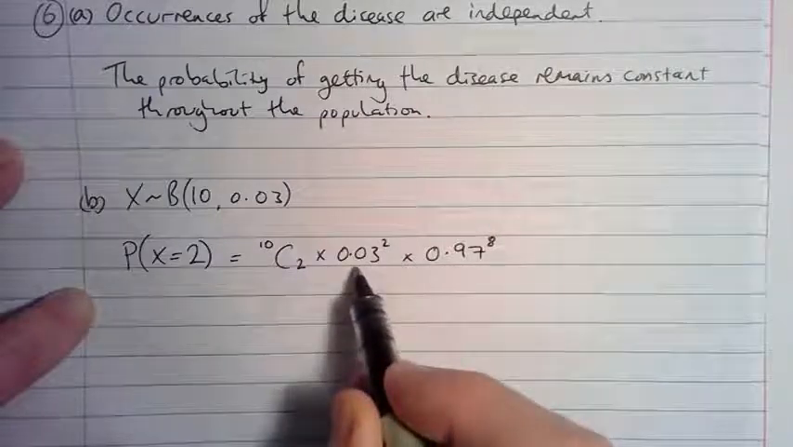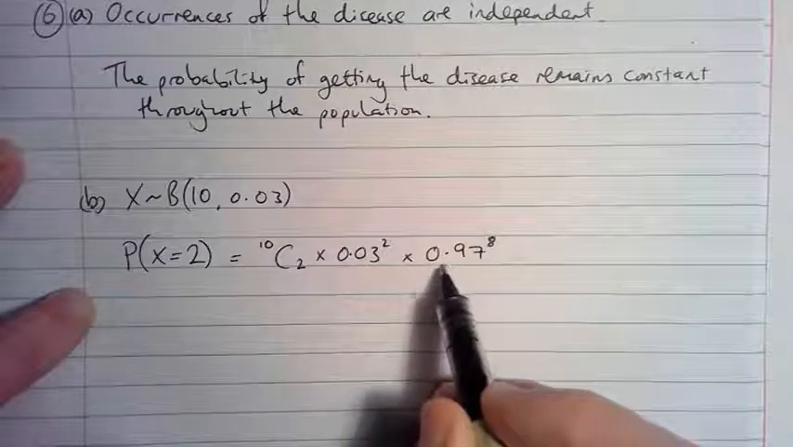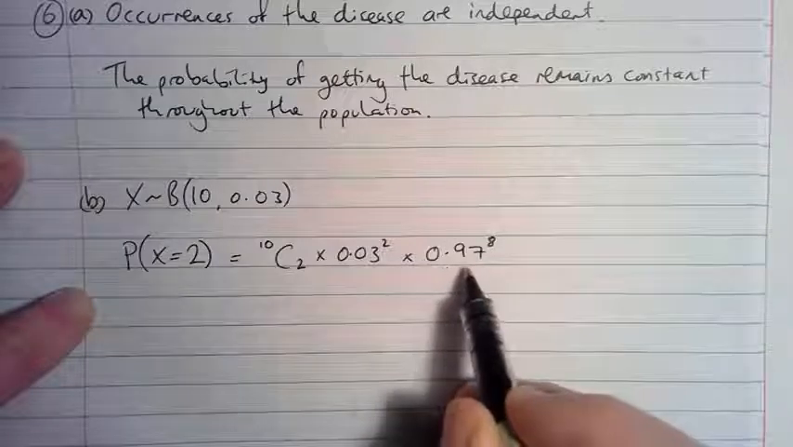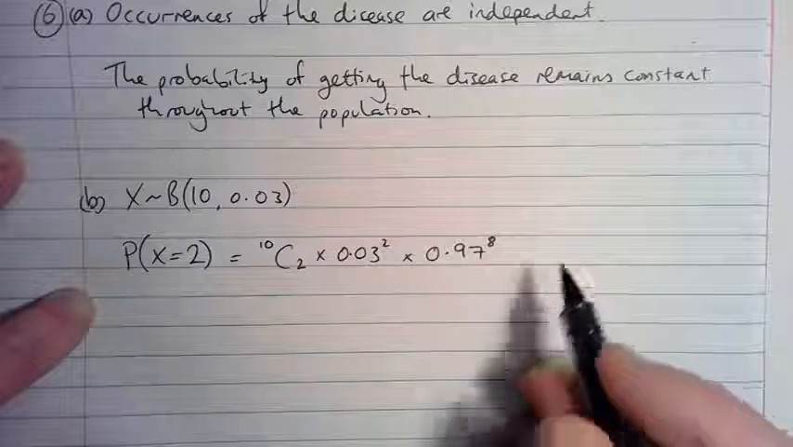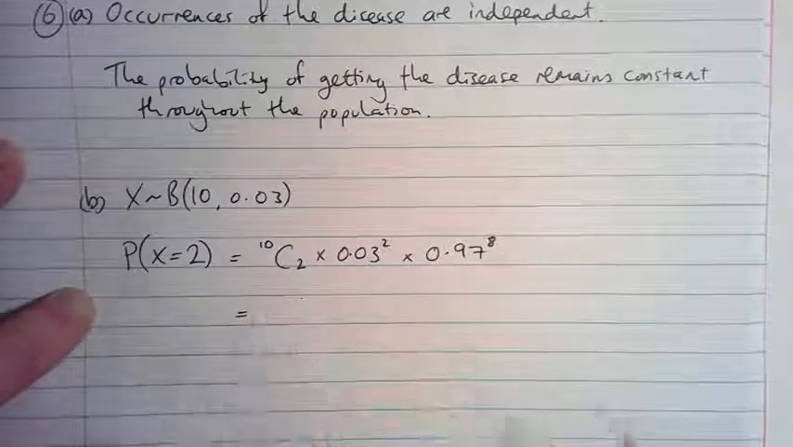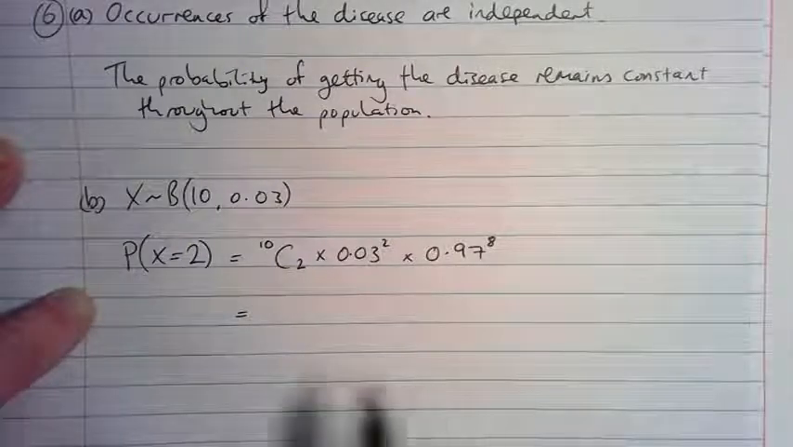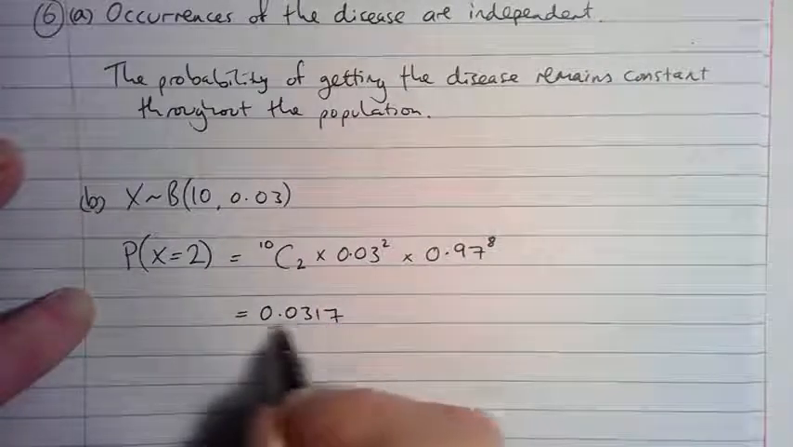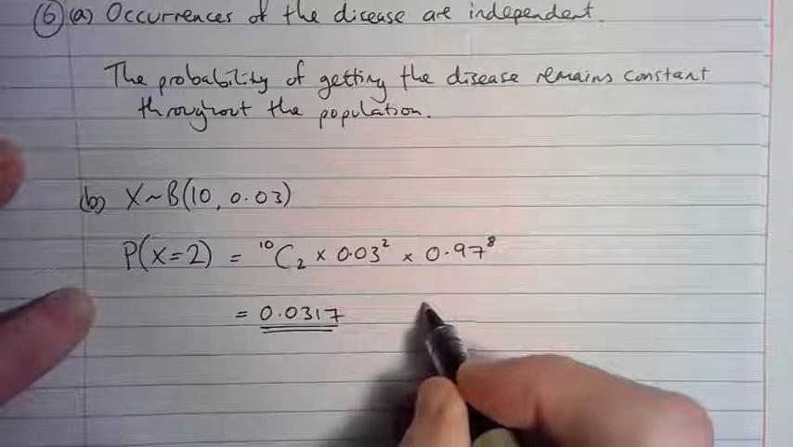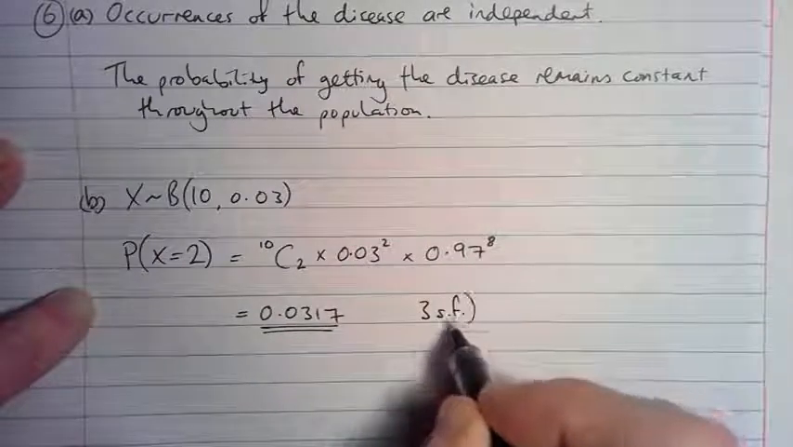The probability of getting the disease is 0.03, and therefore the probability of not getting the disease must be 0.97. So those two things have to add up to 1. Probabilities add up to 1. Now, if you put that through your calculator, you then get 0.0317 to 3 significant figures, or 4 decimal places.